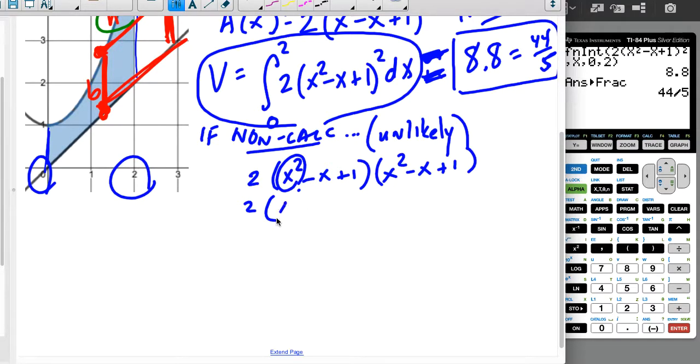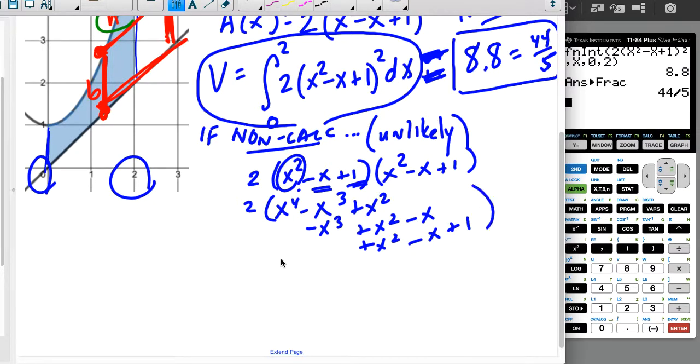So when I distribute, I'm going to get an x to the fourth minus an x cubed plus an x squared. Then I'm going to distribute this guy next. I'm going to get a minus x cubed, a plus x squared, and a minus x. And then I'm going to distribute this guy and get a plus x squared and a minus x and a plus 1. So if I clean this up, just the algebra part, I get 2x to the fourth. This is a negative 2, so it would be a negative 4x cubed. This is a 3x squared, so that's going to be a 6x squared. A negative 2x becomes a negative 4x when I multiply by 2, plus 2. I'm going to get this.